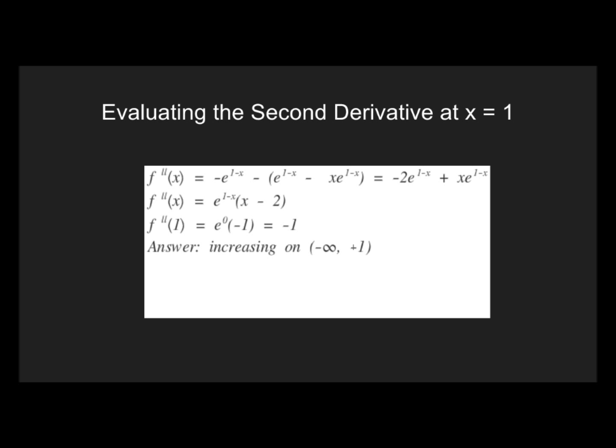Now because the second derivative evaluated when x is equal to 1 is negative, that means that there is a maximum at this point. So we can say that everything before the maximum is increasing, and everything after the maximum is decreasing. So our answer to A is that the function is increasing on the interval from negative infinity to 1.